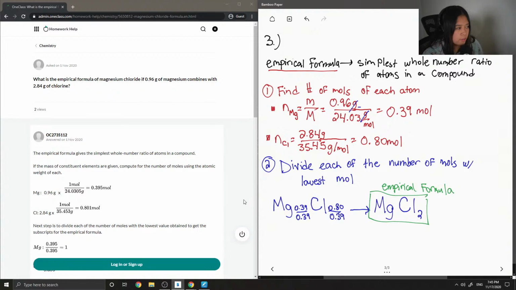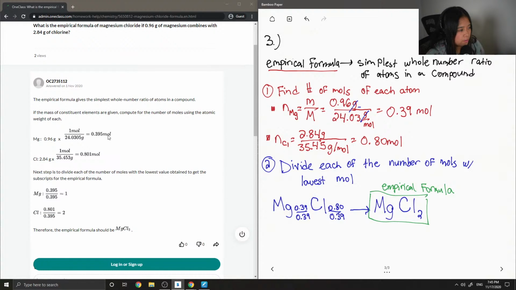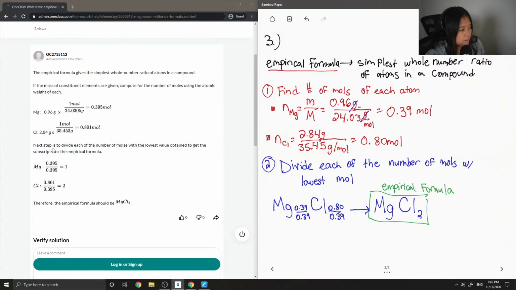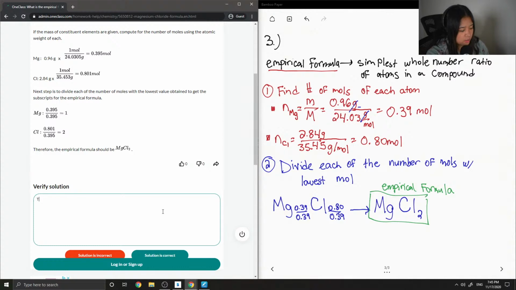Okay, so let's see what the junior tutor said. Empirical formula gives the simplest whole number ratio of atoms in a compound. If the mass of constituent elements are given, compute for the number of moles using the atomic weight of each. So they found 0.395 moles of magnesium and 0.801 moles of chlorine. Next step is to divide each of the number of moles with the lowest value obtained to get the subscripts for the empirical formula. Okay, so they got MgCl2, so this solution is correct.